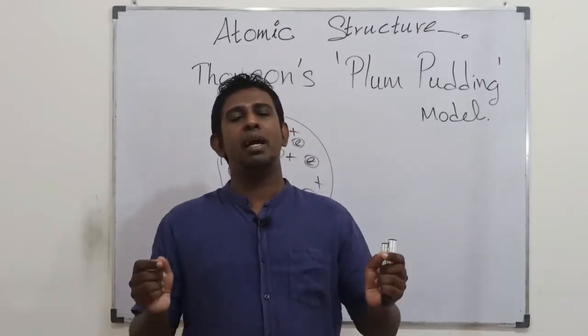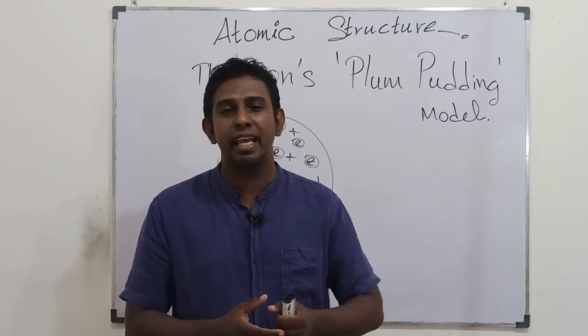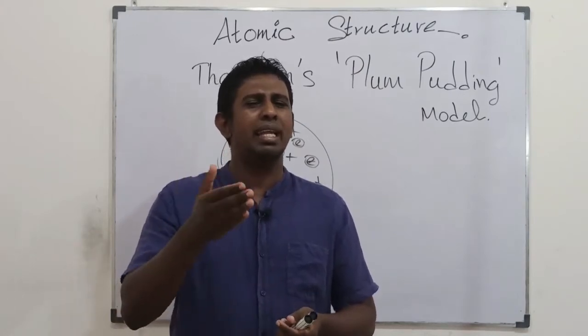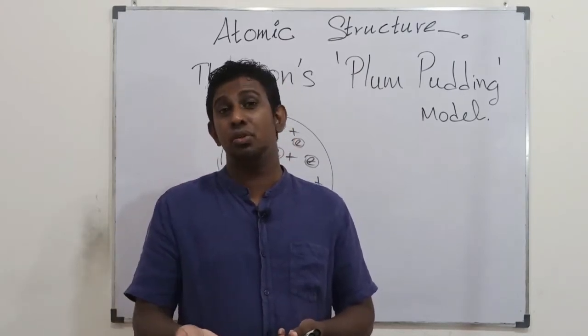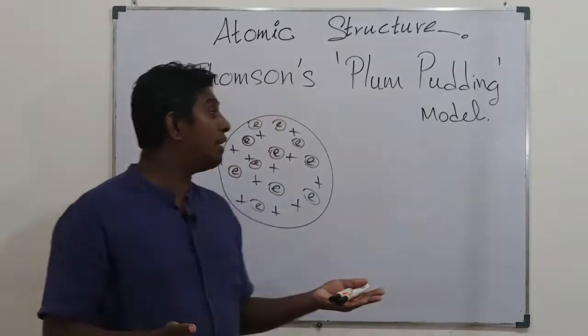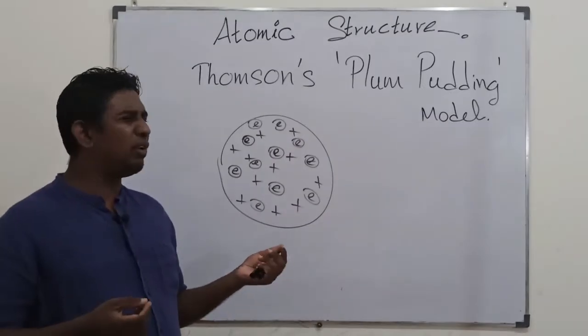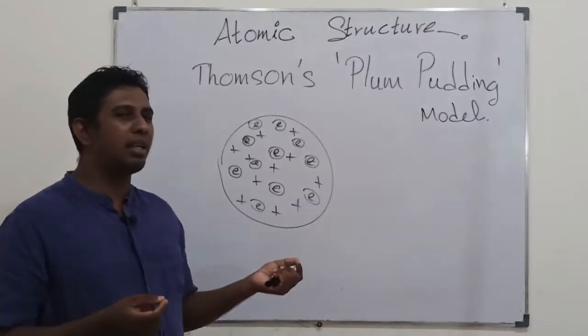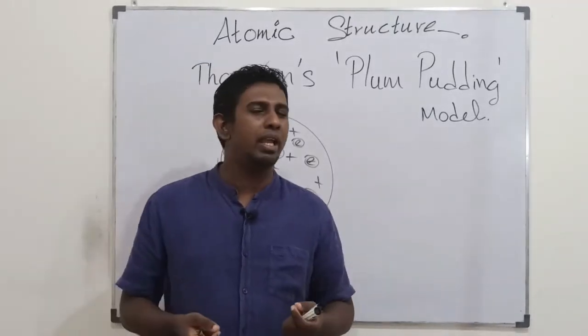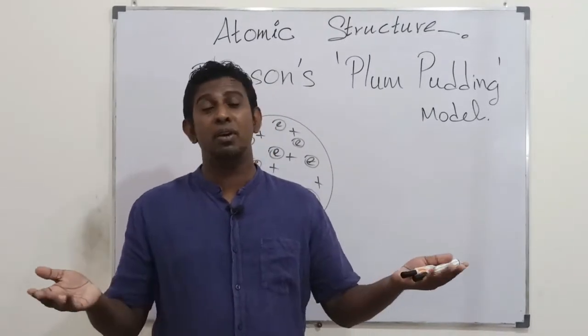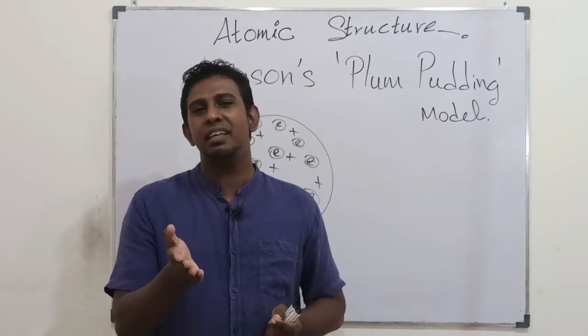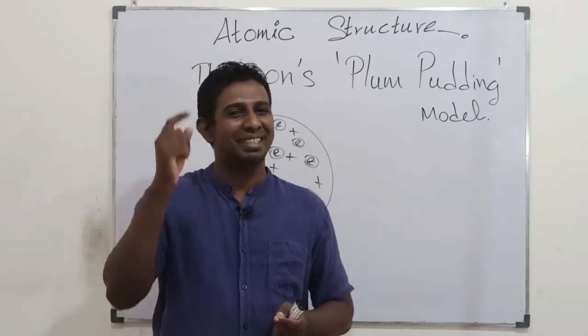So that's why another model was required to be presented. There were limitations; only a few things could be explained using this model. Okay, let's find out the next model. The next model is Rutherford's planetary model.